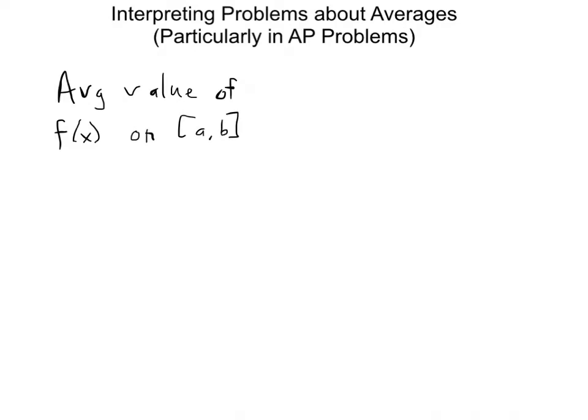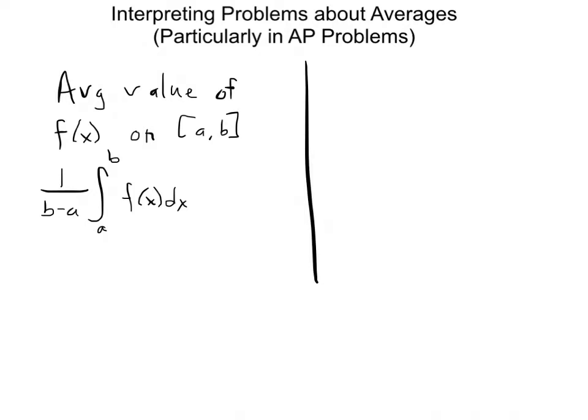The average value of a function is something that was covered back in chapter 4. The average value of a function on an interval is 1 over b minus a times the integral from a to b of f of x dx. So if you want to find the average value of the function, this is the equation that you use.